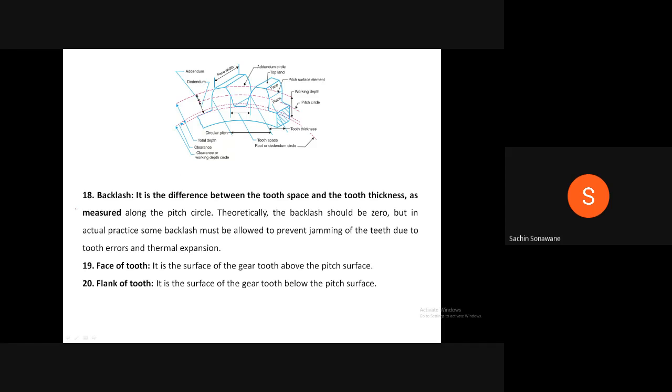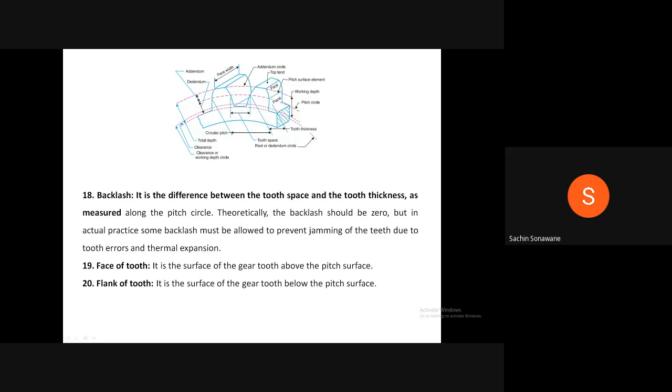Now next is backlash. It is the difference between the tooth space and the tooth thickness as measured along the pitch circle. Theoretically, the backlash should be zero, but in actual practice, some backlash must be allowed to prevent jamming of the teeth due to tooth errors and thermal expansion.